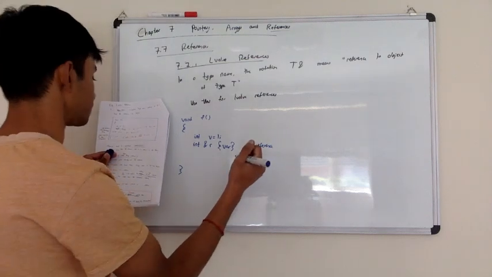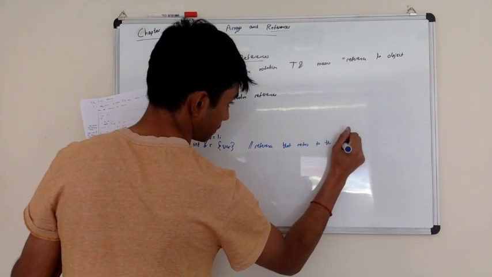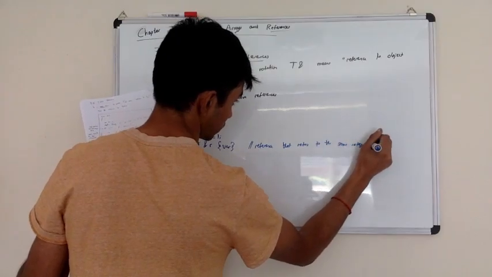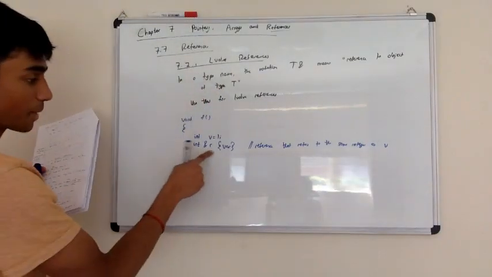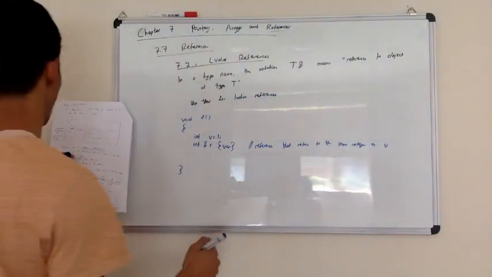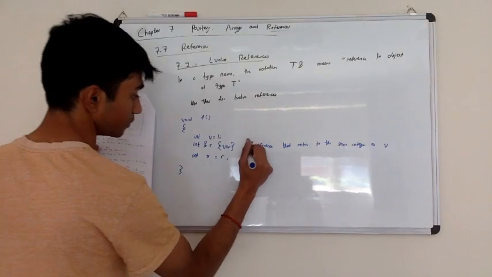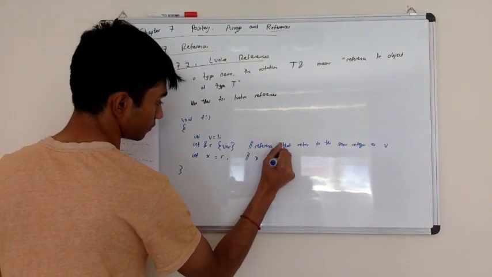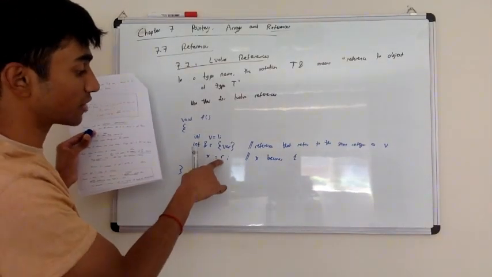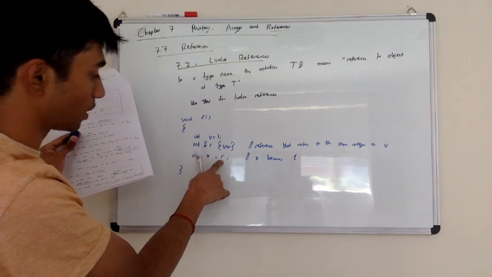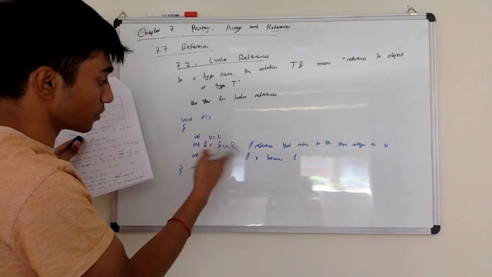R is a reference that refers to the same integer as v. And if I was to do int x equals r, x also becomes 1, right? Because r, again, we just treat it as if it's just the object. We don't think of it as an address. We don't think of it as we would with a pointer. We just think of it as the value that it holds. So in this case, 1.